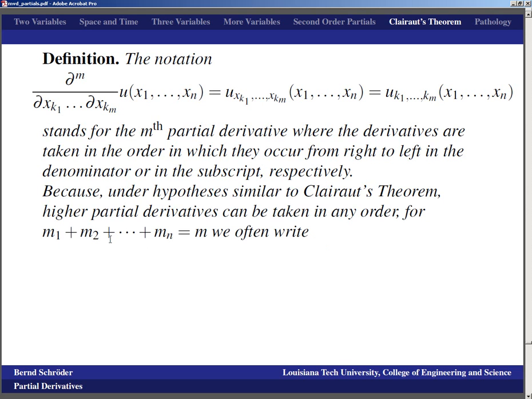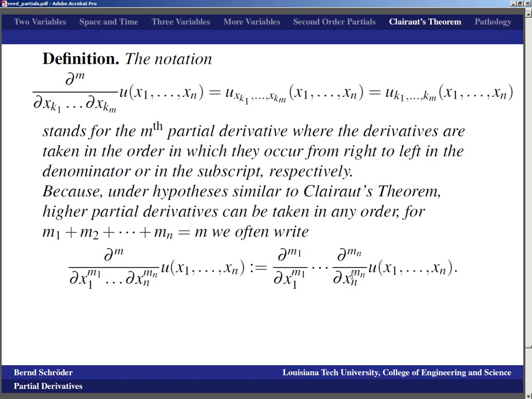if we've got, say, m1 through mn that add up to m, we then often write that the mth partial derivative with respect to x1 to m1 through all the way to xn to mn of u of x1 through xn is that you take the mnth partial derivative of u with respect to xn, then you take the mn minus first partial derivative with respect to xn minus 1, and so on all the way to taking the m1st partial derivative with respect to x1 all the way at the end.